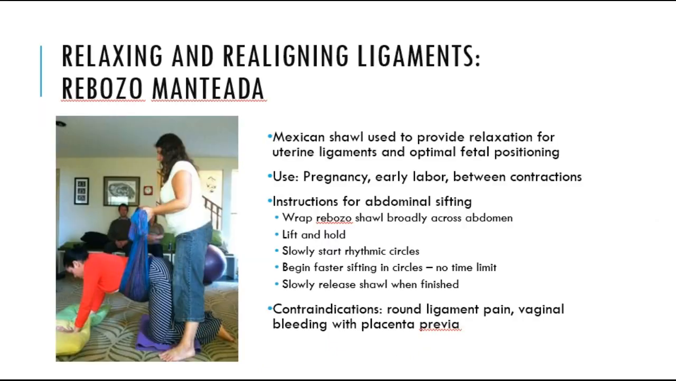Great. And then just a note on the rebozo in general. It's a Mexican shawl that's been used to provide relaxation for both uterine ligaments, as well as helping promote optimal fetal positioning. And it's been around a really long time. And I think rather than just starting to use it and not think much about it, it's worth acknowledging that that's a good piece of birth wisdom that's been passed down from our Mexican sister midwives, and we should continue to recognize them.